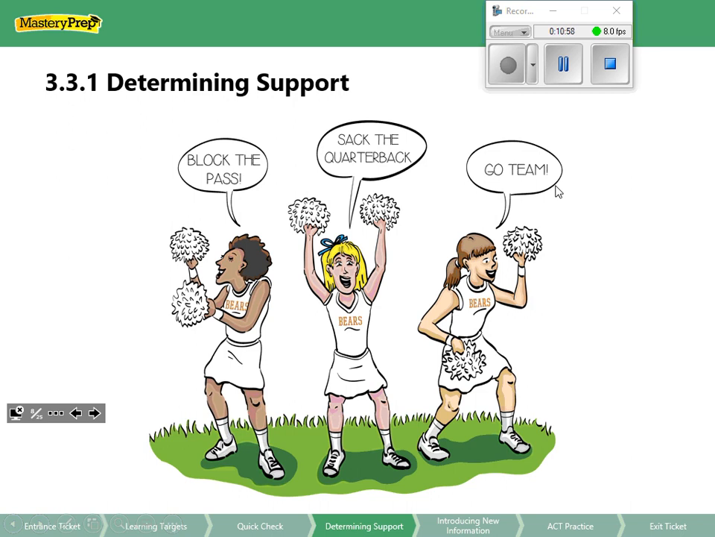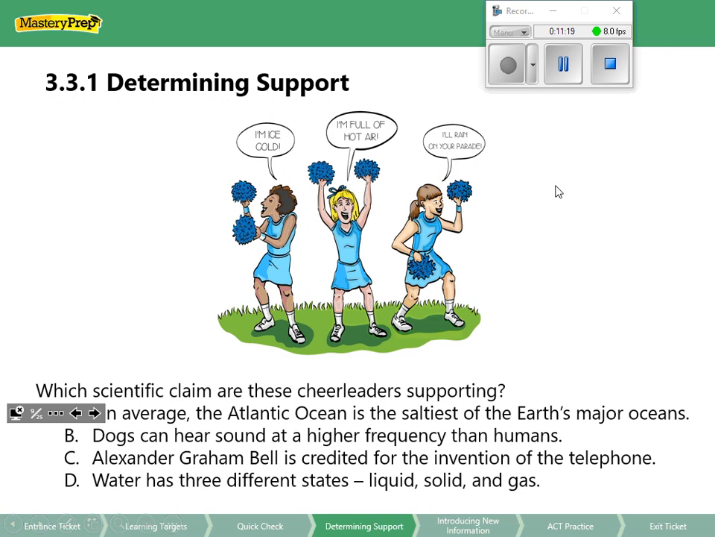Because when you see the word support, look for cheerleaders in the passage. Whenever an ACT question asks which statement or hypothesis is supported by data or results in the passage, find your cheerleading sentence and choose the answer that corresponds to it. Just like we did in this here, cheerleading sentence. Which scientific claim are these cheerleaders supporting?